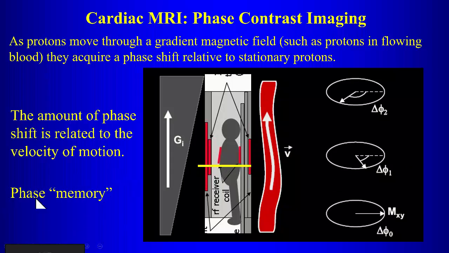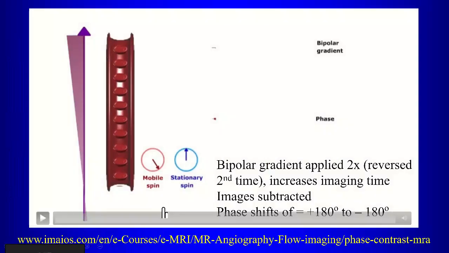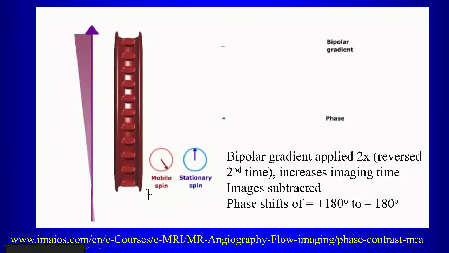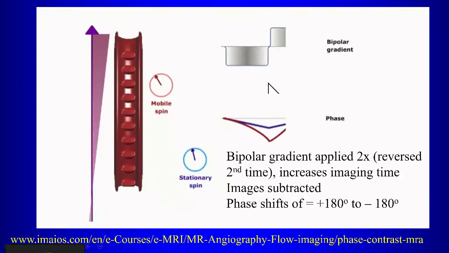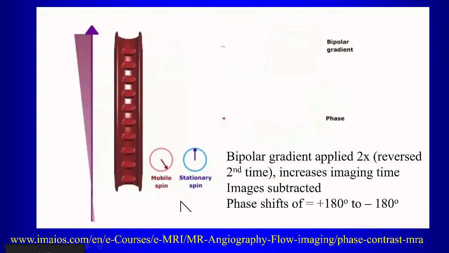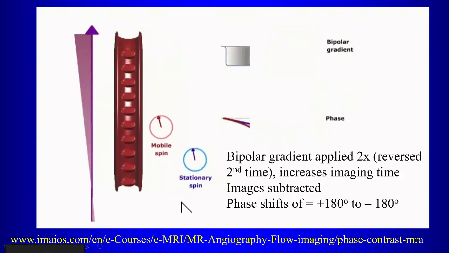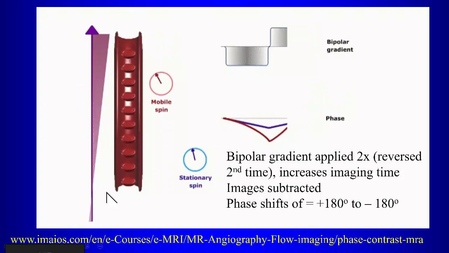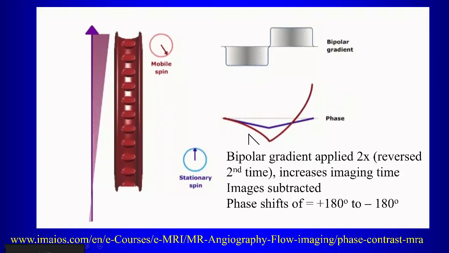So the blood has a phase memory, if you apply the sequence correctly, having to do with how much of this gradient it has gone through within a given interval of time. And that can be measured. So here, it's kind of depicted this way. If there are these bipolar gradients that are applied, that's going to affect how it goes out of phase. But don't worry about that so much. Just look at this image, right?